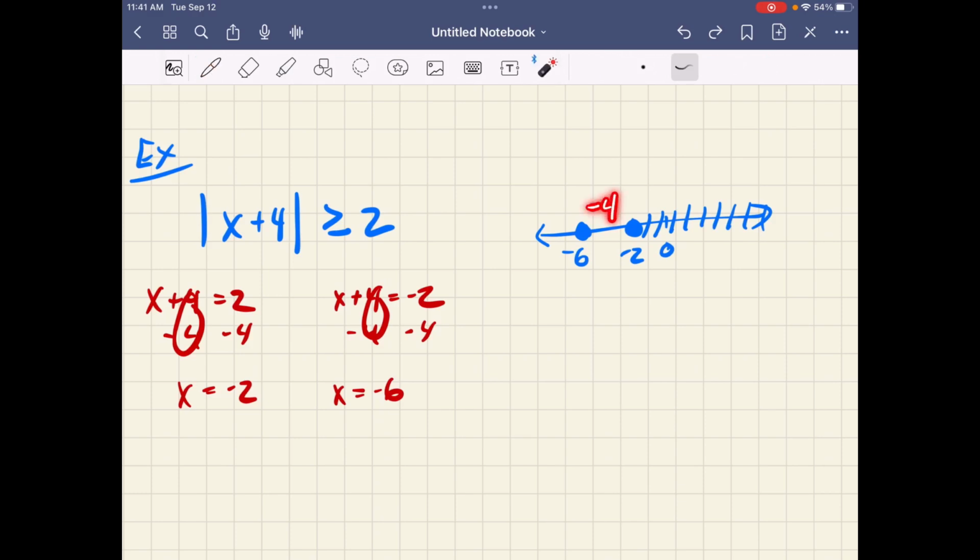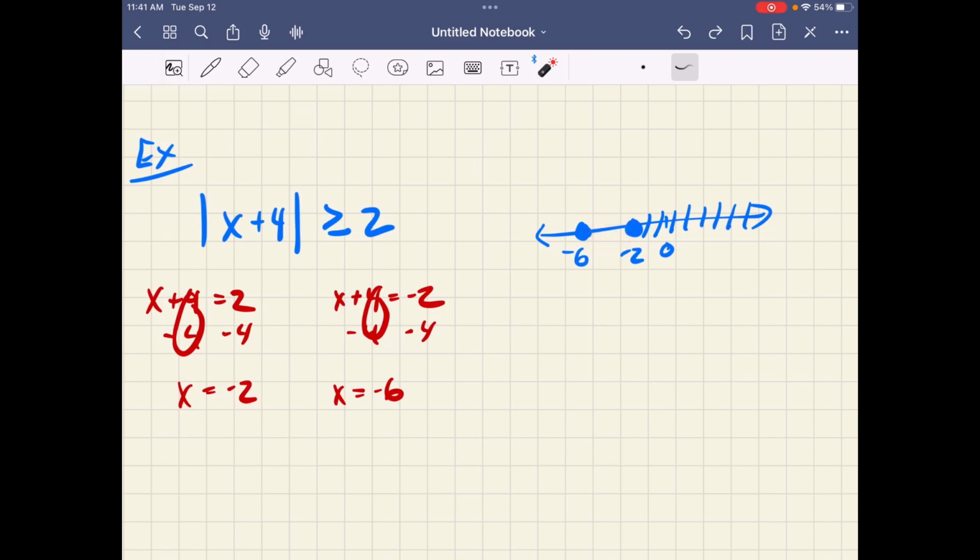All right, now I want to choose a point in the middle. I'm going to choose negative 4. Now I have negative 4 plus 4 is greater than or equal to 2. Negative 4 plus 4 is 0. So I have the absolute value of 0 is greater than or equal to 2. The absolute value is 0. So I have 0 is greater than or equal to 2. That is not a true statement, so I do not want to include these points in between.